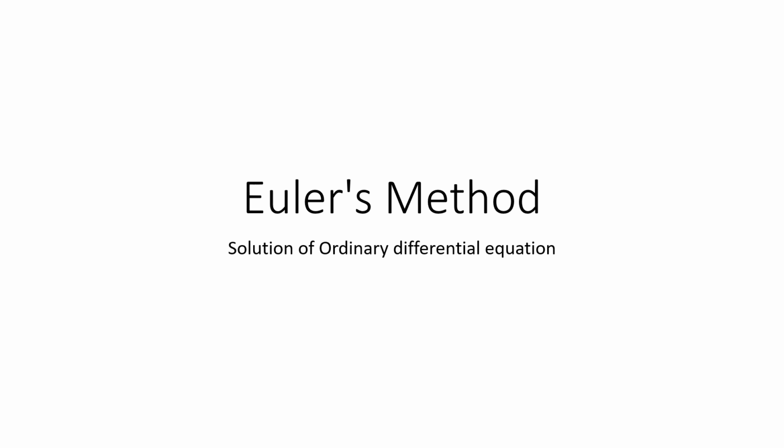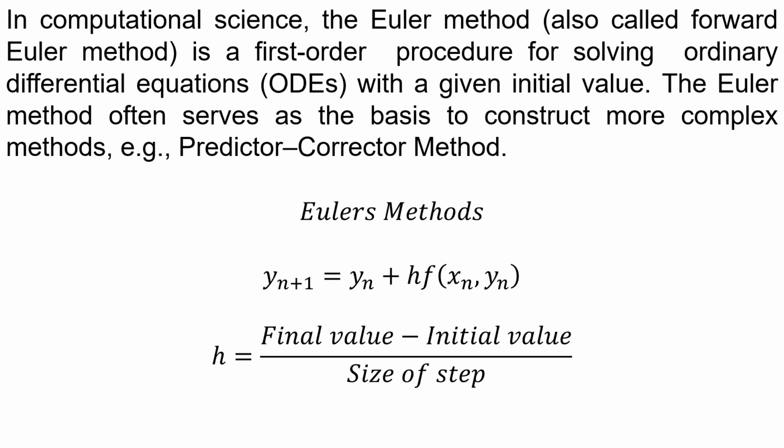Euler's method. This method is basically used for the solution of ordinary differential equations. In computational physics, Euler's method is a first order direct procedure. It is also sometimes called the forward Euler method. Here the initial value conditions are also given.